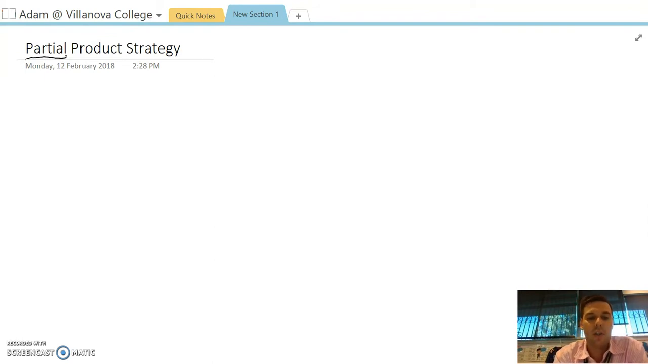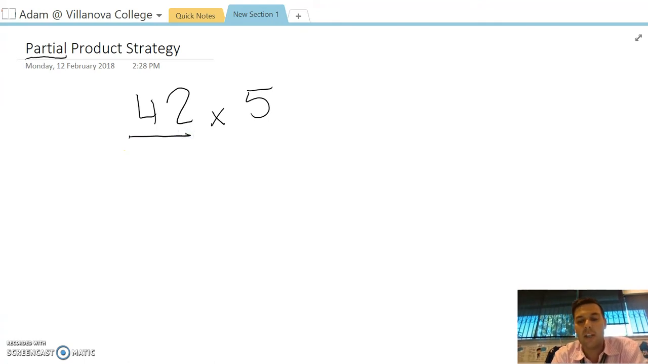So if I give you the multiplication sum 42 times 5. Now we can't really split the 5 into parts because that's in the ones column. However, we've got two digits here that we can make a little bit smaller. So if we break this number into parts, we can turn this into 40 and we can split it into 2. So 4 tens and 2 ones.